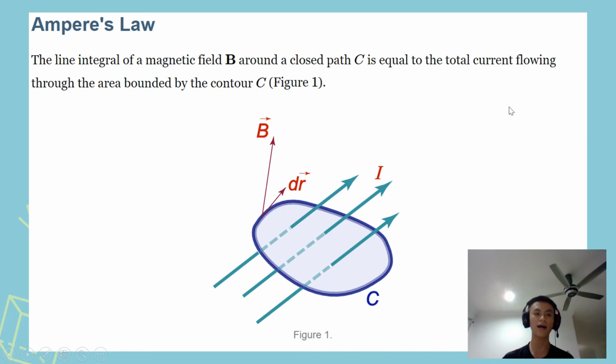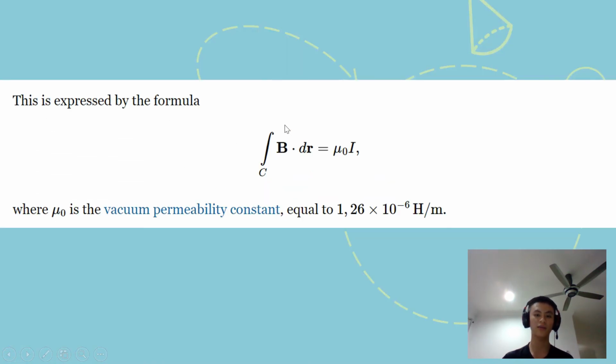Next, let's see how the line integral relates to Ampere's law. By referring to figure 1 below, we can see that in this closed path C, a lot of current is flowing through the area bounded by C. The line integral of a magnetic field B around a closed path C is equal to the total current flowing through the area bounded by C. This is expressed by the formula: the integral of B dot dr equals mu naught I, where mu naught is the vacuum permeability constant, equal to 1.26 times 10 to the power negative 6 Henry per meter.